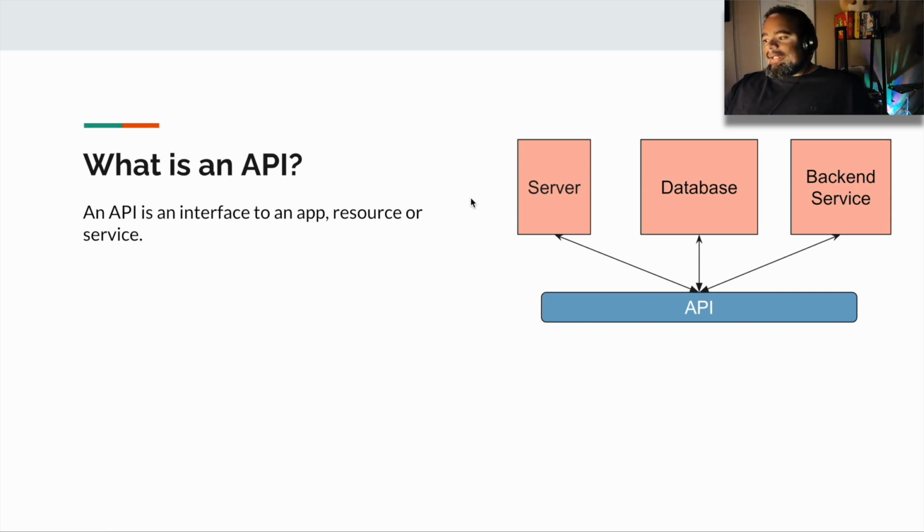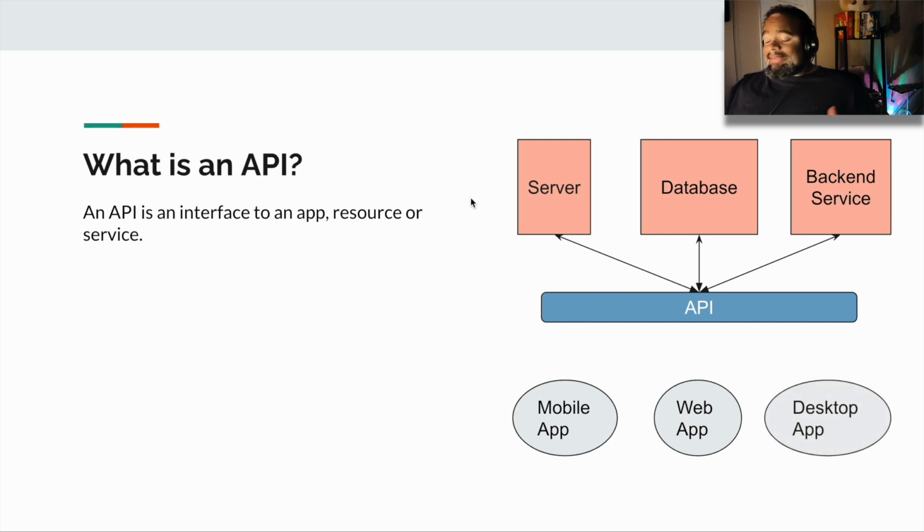So if you were to have a mobile app, a web app, and a desktop app, these three different platforms for your application, you could have all of them interact with your backend using an API, as opposed to having to reach out to all of these different resources independently.